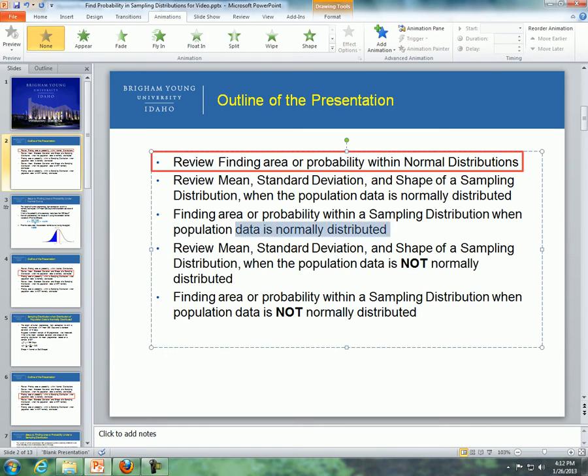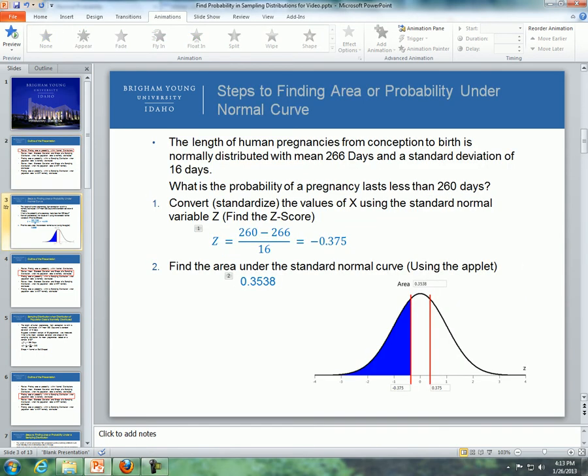Then we'll cover new material, which is finding area or probability within a sampling distribution when the population data is normally distributed. The last two items will be similar to the second and third items, but instead of the population data being normally distributed, it will not be normally distributed. So we'll review how to get the mean, the standard deviation, and shape of the sampling distribution, followed by how to get the probability of a sampling distribution when the population data is not normally distributed. Okay, so now let's review Lesson 5.